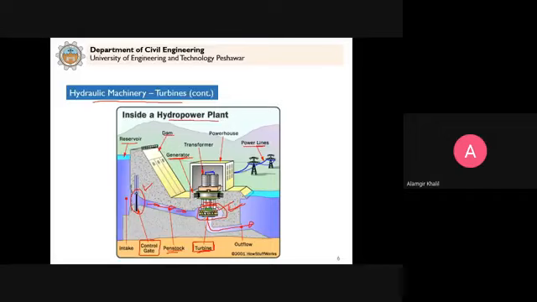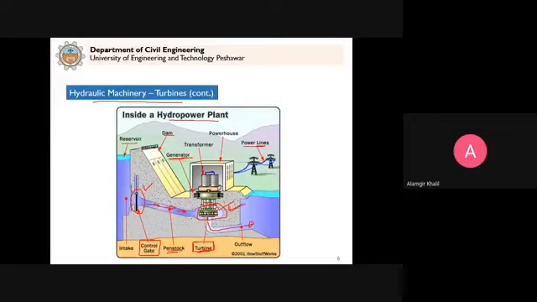So this mechanism is known as governor. Governor is an arrangement that is provided to control the speed of the turbine. So that's why we study governing of turbines. You will study a topic, governing of turbines. It means how you can control the speed of the turbine.